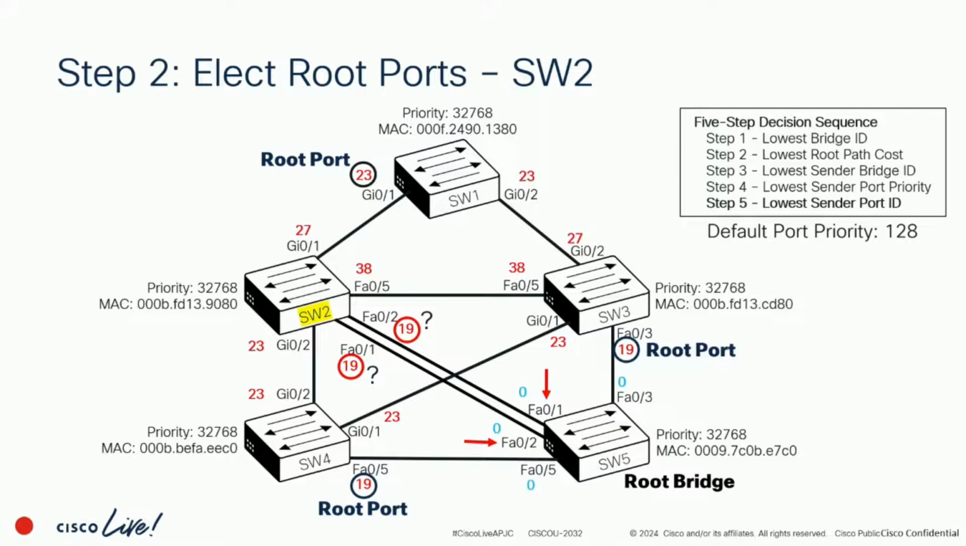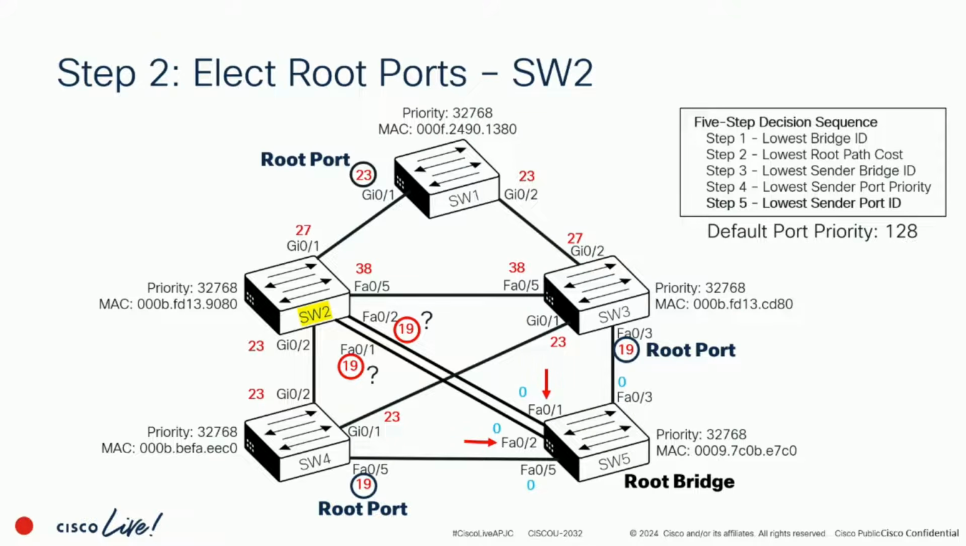Again, why is it complicated? It's because we have a tie for step number 2, right? Both of these ports have a value of 19. And then we have a tie for step 3 because these BPDUs are coming from the same switch. So we go to step 4. Now you're gonna ask me, Patrick, port priority, that's just a value that you can manually configure on a Cisco switch. The default value is 128. So let's leave it to that and go to the final ultimate tie break.